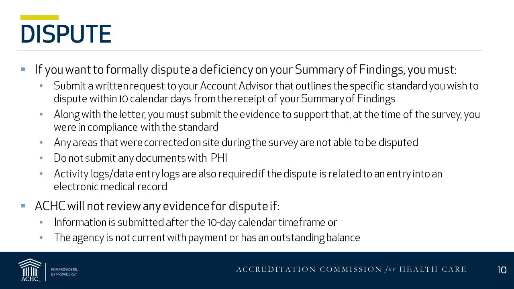If you want to formally dispute a deficiency on your summary of findings, you must do the following items. You must submit a written request to your account advisor that outlines the specific standard you wish to dispute within 10 calendar days from the receipt of your summary of findings. Along with that letter, you must submit the evidence to support that at the time of survey, you were in compliance with the standard.